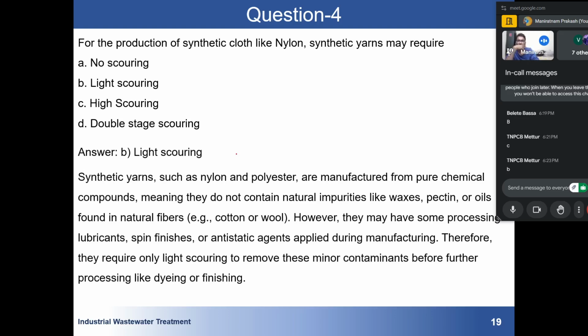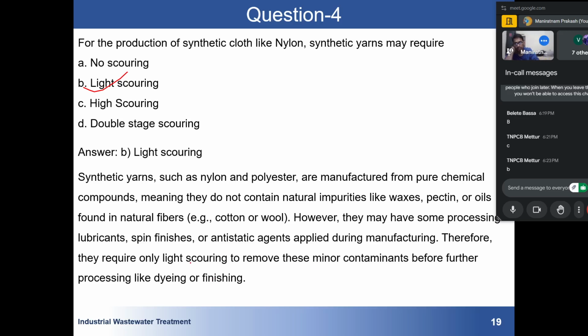Light scouring. Now, for synthetic, the correct answer is B. Let's see why. Synthetic yarns such as nylon and polyester are manufactured from pure chemical compounds, meaning they do not contain natural impurities like wax, pectin, or oils found in natural fibers. However, they may have some processing lubricants, spin finishes, and anti-static agents applied during manufacturing. Therefore, they require only light scouring to remove those minor contaminants.